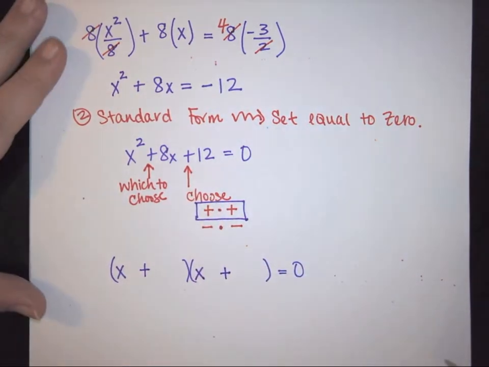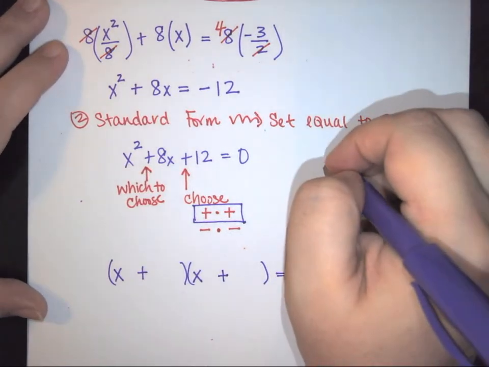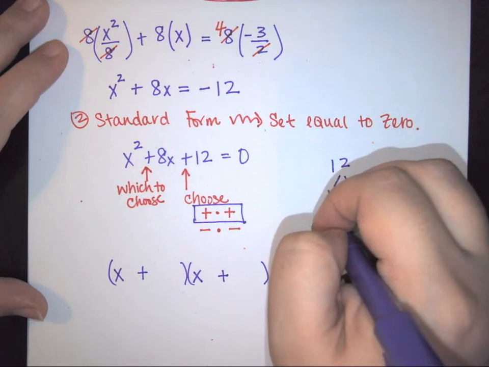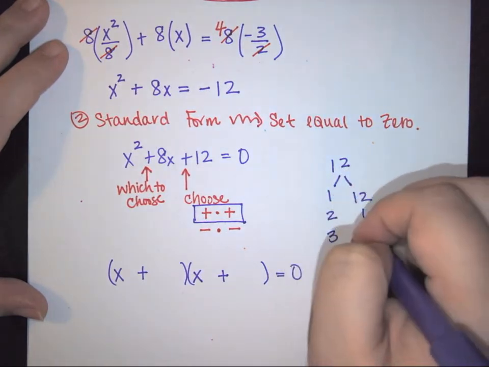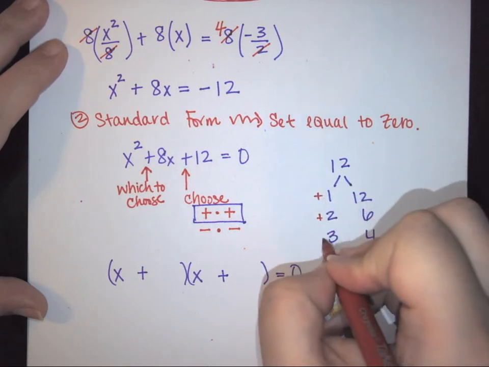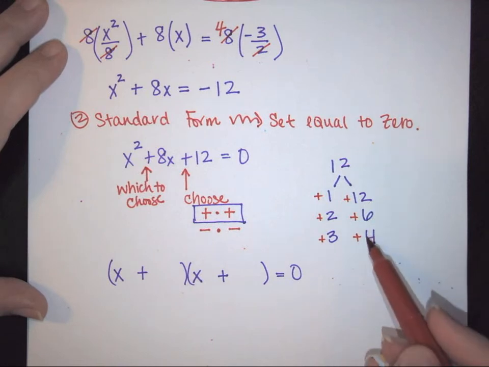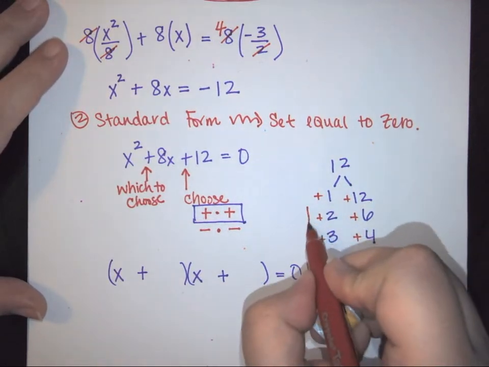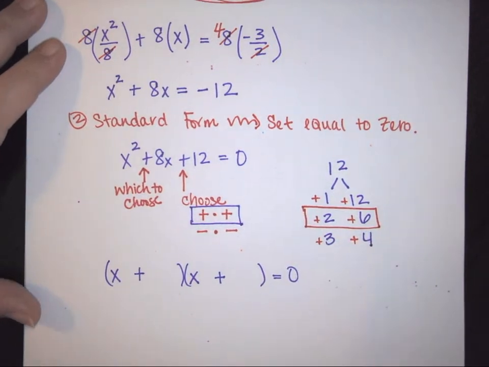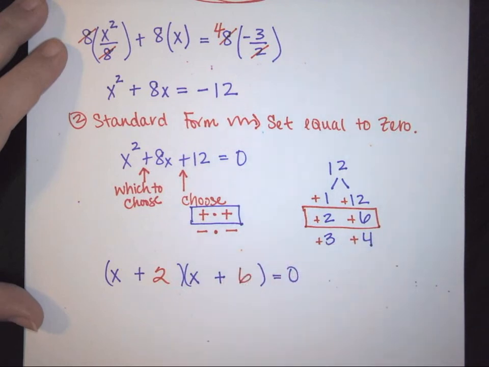And now I need to have factors of 12 that are going to give me 8. So I want to look at 12, and I want to look at its factors. So I have 1 and 12, 2 and 6, 3 and 4. And remember, all factors are positive here, so we got to look at those. And we want to know which combination here adds together and gives you 8. So that would be this middle one here. That's 6 plus 2 is 8. So we would input those factors. So this becomes a 2 and this becomes a 6.